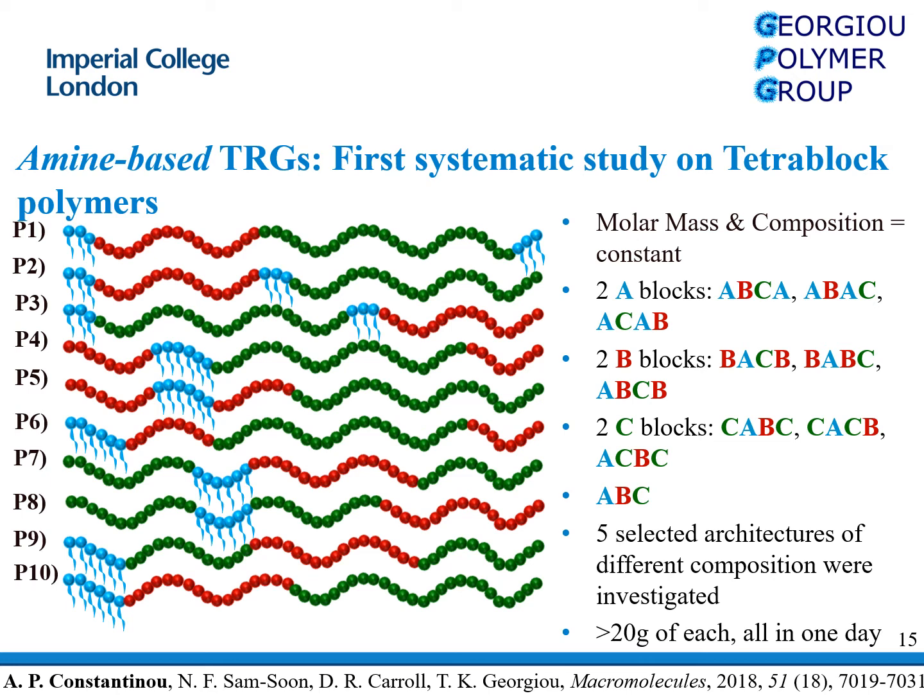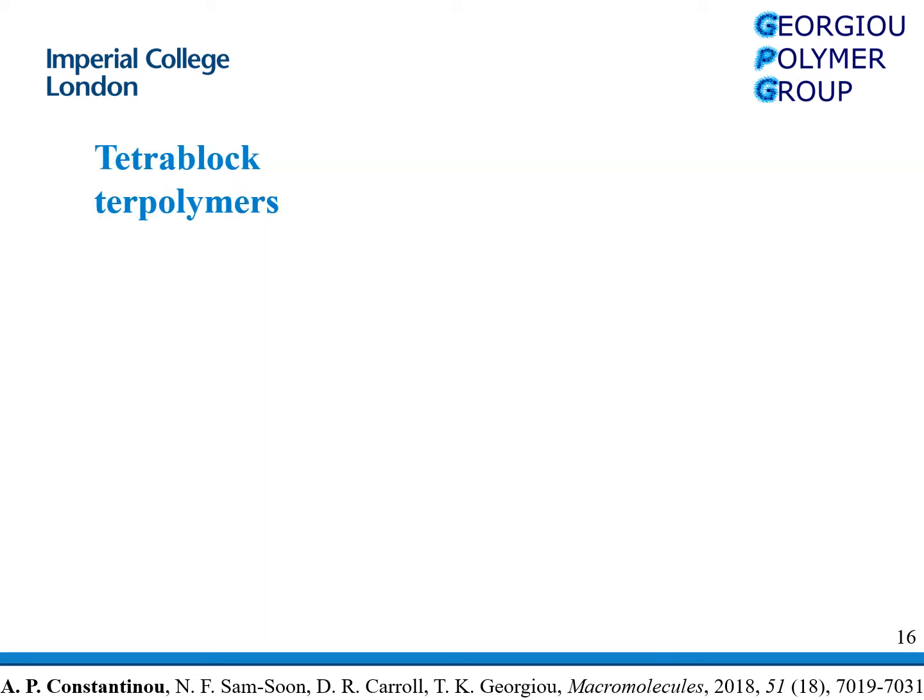A triblock polymer was also synthesized for comparison, and what's important to mention here is that more than 20 grams of each polymer was synthesized, and all these polymers were synthesized on the same day, and that's what GTP is useful for, because it's very quick, so it allowed the synthesis of all the polymers in one day.